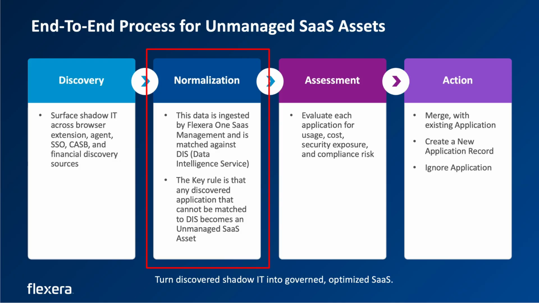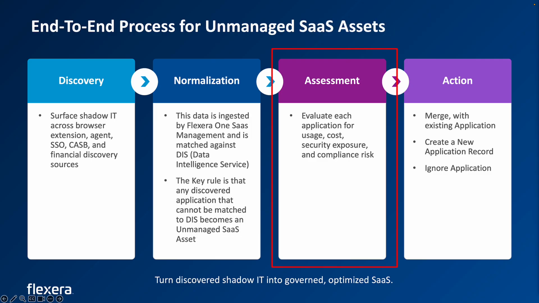This includes unknown applications not in the catalog, new applications discovered via CASB or browser discovery, and name mismatches, which are very common with SSO applications because the application name in SSO can vary from the normalized name in the Data Intelligence Service catalog. Let's look at our next step, assessment.